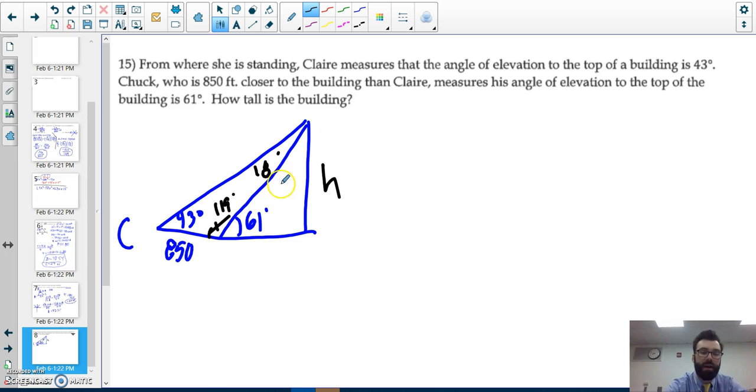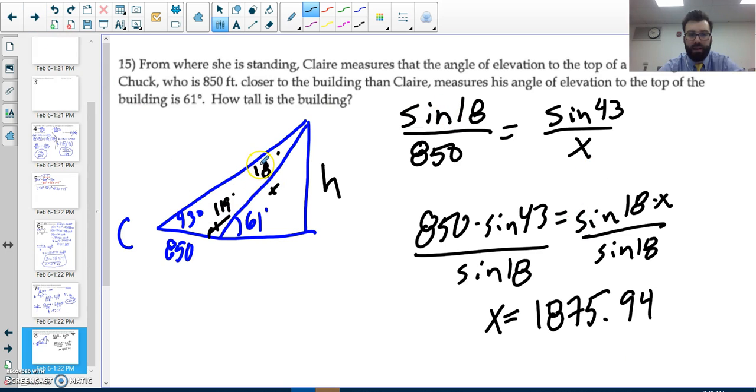We're trying to find the height of this building. In order to do that, we need to know the length of this side first. So we can use this triangle here. To find the length of that side, I'm going to use the law of sines. Use sine of 18 over 850 equals sine of 43 over x to find this side length. Did my work and got 1875.94.